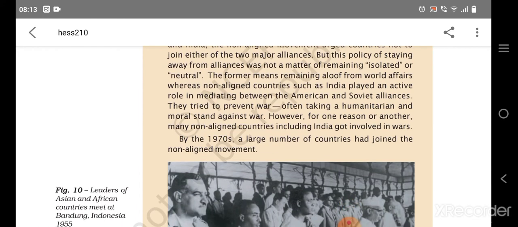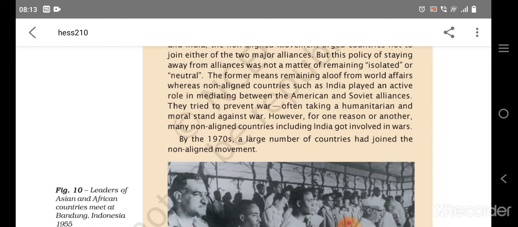They tried to prevent war, often taking a humanitarian and moral stand against war. However, for one reason or another, many non-aligned countries, including India, got involved in war. So it is saying that after all of this, India also tried not to be a part of it, to be a part of just NAM, the non-aligned movement. But anyhow, they also became a part of the Cold War.